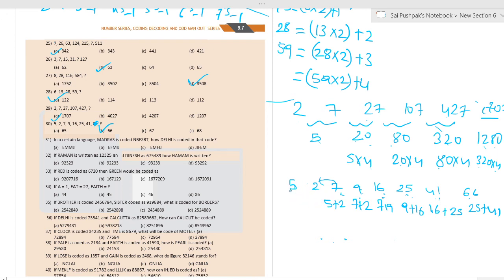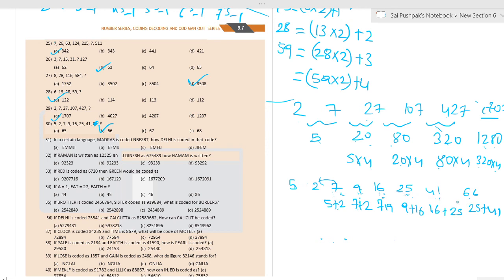So the series is, see, 5, 2, 7. It is decreasing, increasing and all. So we cannot apply ascending or descending steps here. If you see, 7 is nothing but the addition of the previous two numbers, 5 and 2. And 9, if you see, it is the addition of the last two numbers, 7 and 2. And 16 is the addition of 7 and 9. And 25 is the addition of 9 and 16. So in this series, the last two numbers get added and we get the new number.